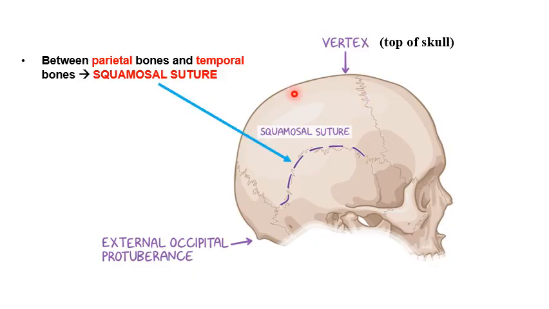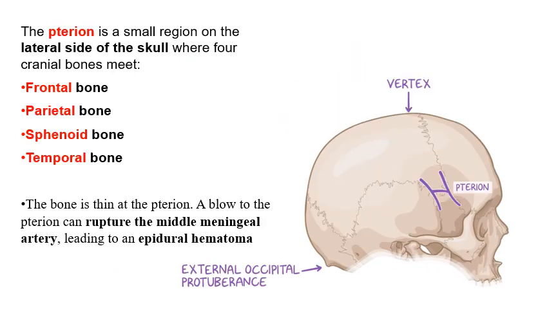Now, when you look here at your parietal bone, it's going to make a suture with another bone right here. Okay, so that suture is called the squamosal suture. Okay. So the parietal bone is here, and this bone here that goes to your ears, also two of them, you call that the temporal bone.